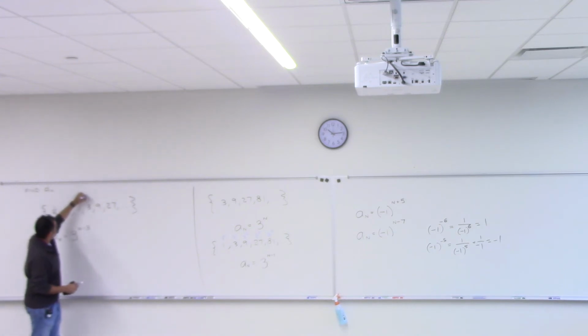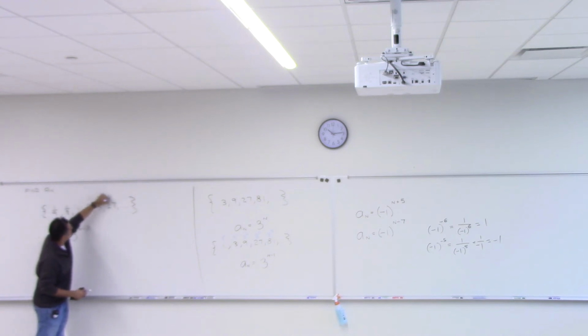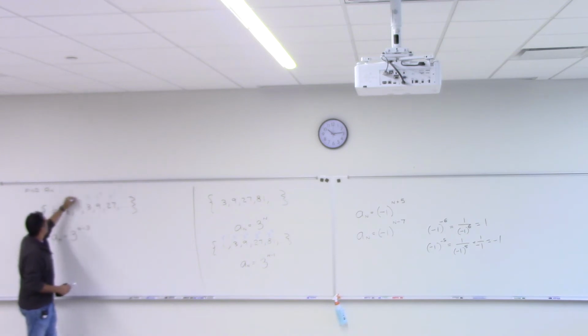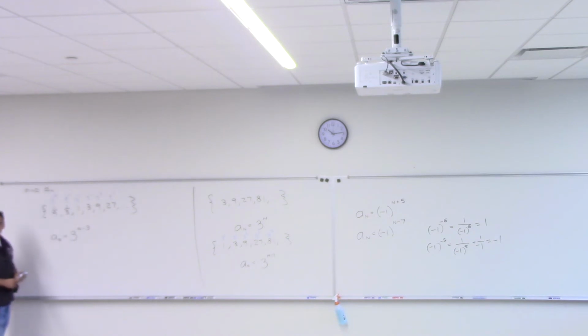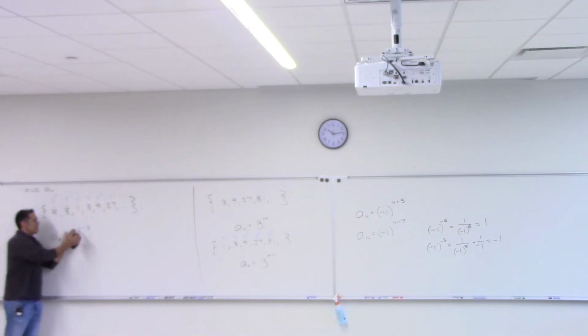This is 3 to the first, 3 to the second, 3 to the third, 3 to the 0. This, you have to recognize, is 3 to the negative 1. This is 3 to the negative 2. And so these are all powers of 3, but we're starting our powers at negative 2, so you have to use n minus 3.